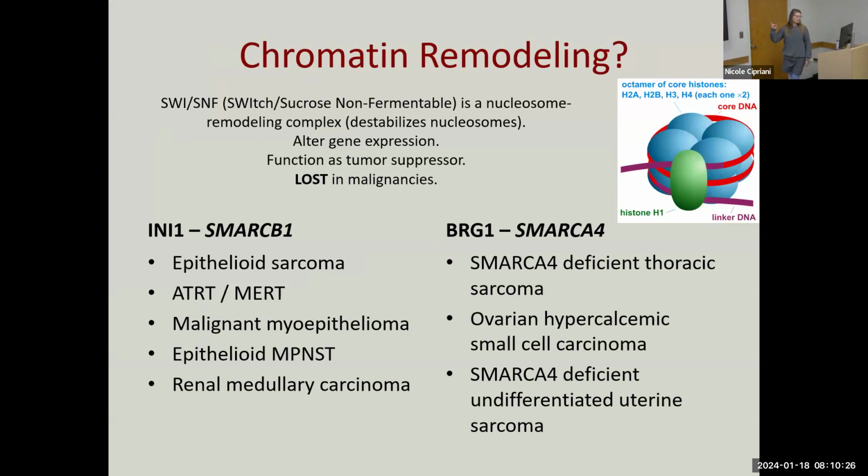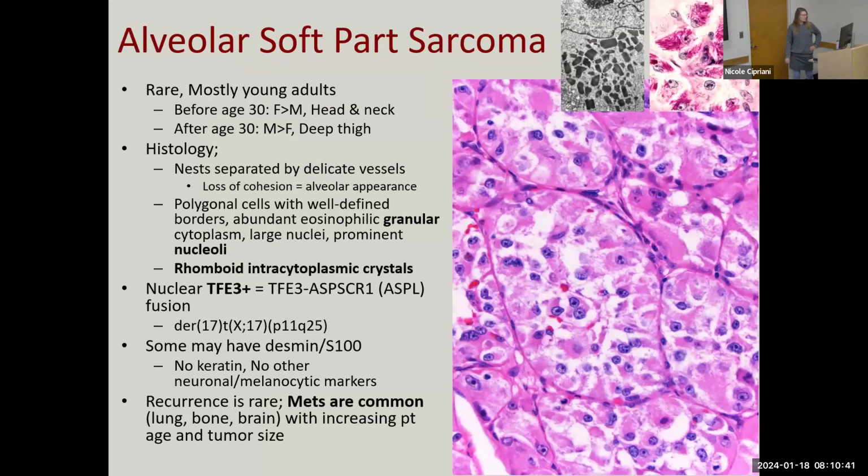So this is kind of the overview of these in terms of which tend to have the INI1 loss and which tend to have the BRG1 loss. You've got some uterine and ovarian tumors, and then this thoracic neoplasm that tends to be BRG1 instead of INI1. Histologically similar but structurally different is going to be alveolar soft part sarcoma.